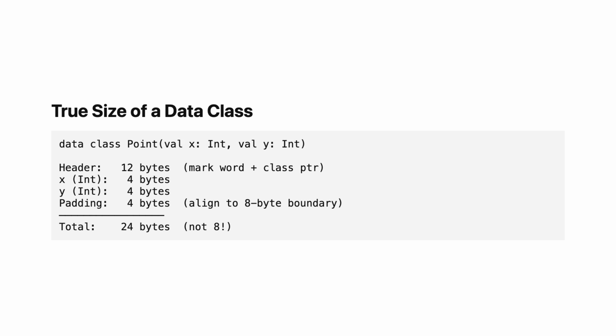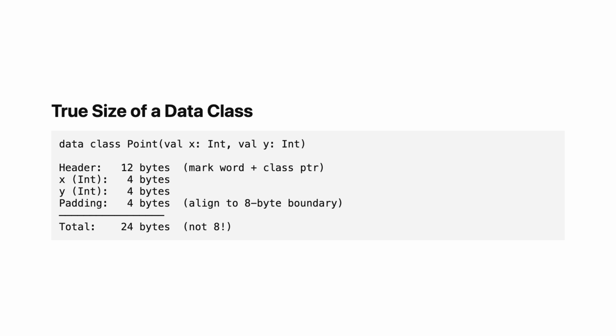Let us talk about how Android's ART runtime differs from the standard JVM HotSpot. ART has a few important differences that affect allocation and memory layout. First, object headers in ART are typically 8 bytes, not 12. ART uses a more compact representation, which saves memory on devices where every kilobyte counts.